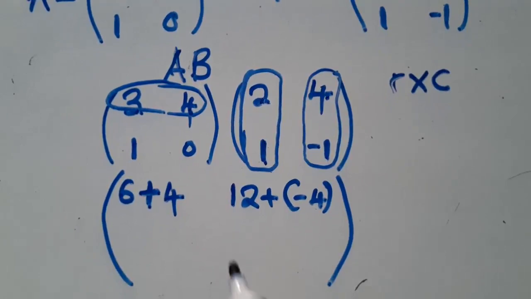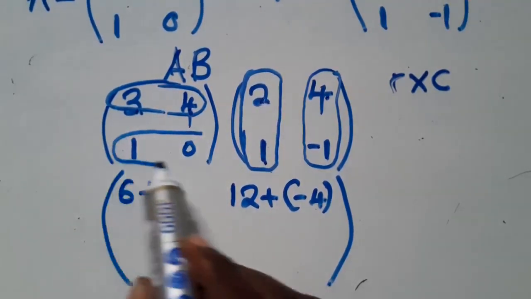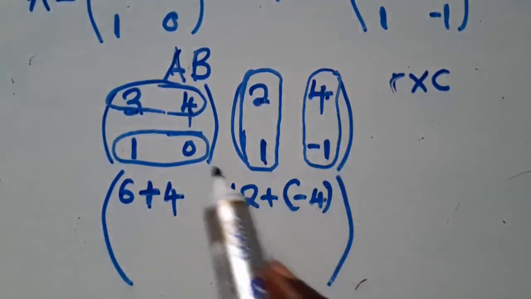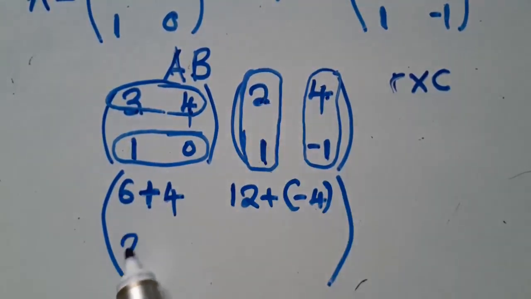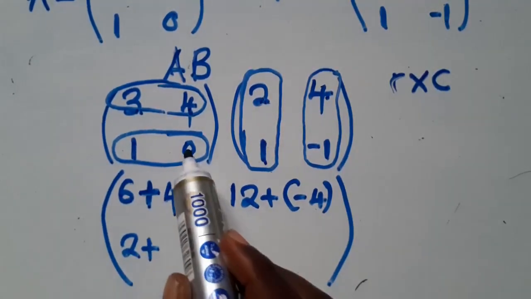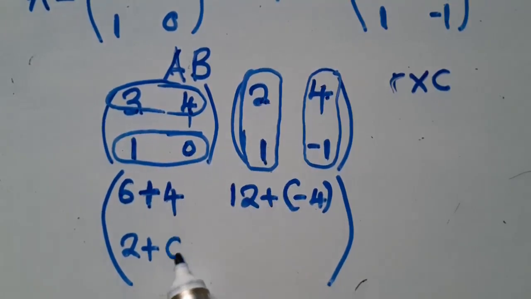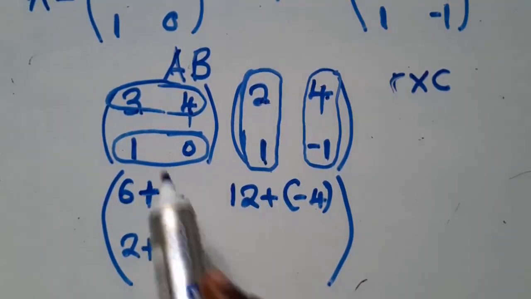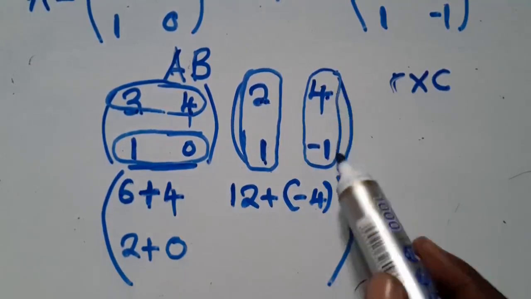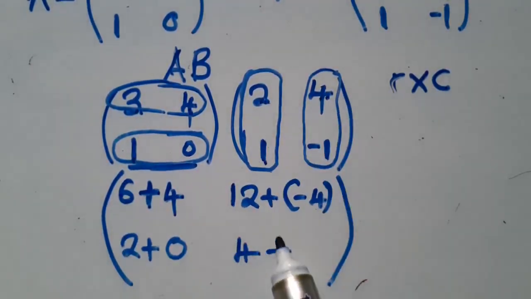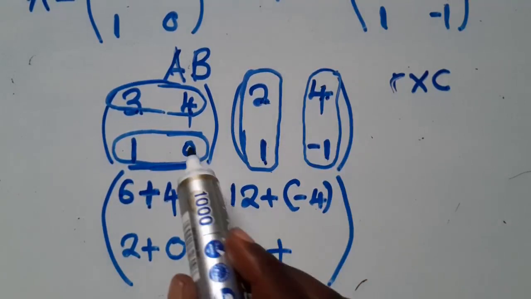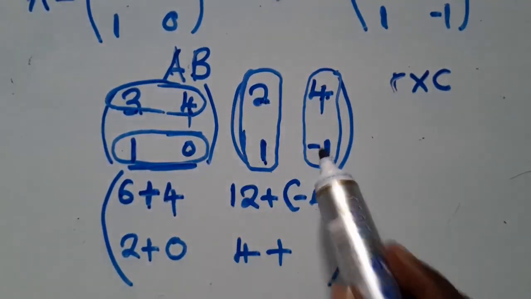You go down now. You get this one, multiply it with these 2. So first, start with this one. 1 times 2, it is 2. Plus 0 times 1, it is 0. You do that. This same row against that column. So you say 1 times 4, it is 4. Plus 0 times 1, it is 0.